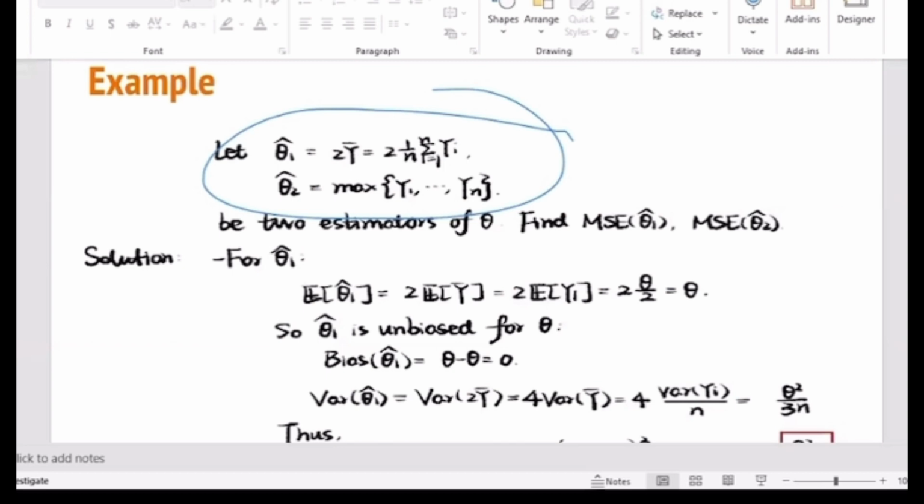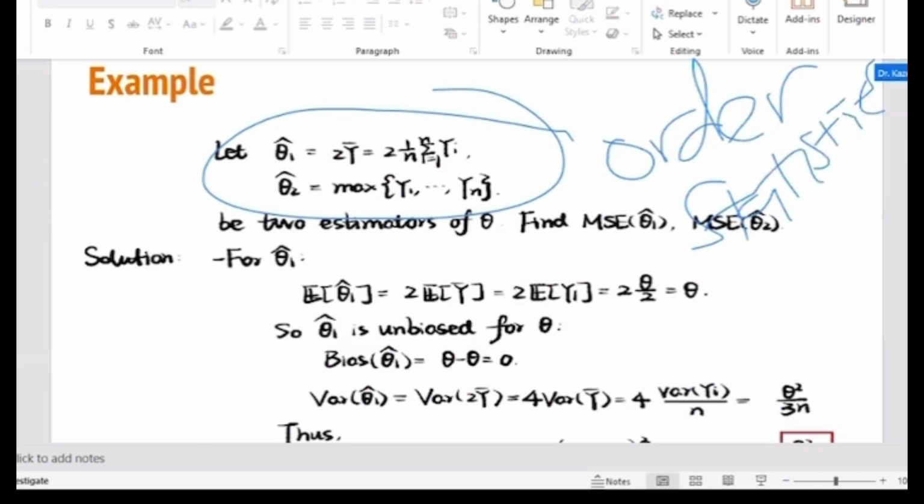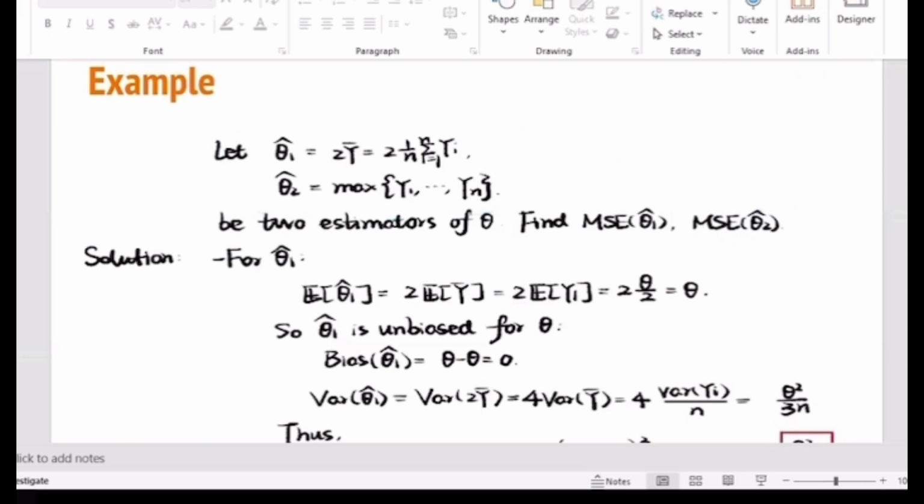Does that make sense? Of course, in 4101 you've done what we call order statistics. So the second estimator suggests: get the random variables y1 up to yn, and the maximum of them represents theta. Now, these are estimators. We got two estimators.